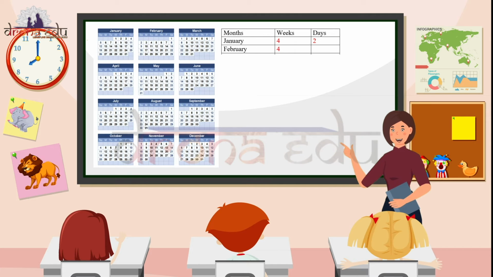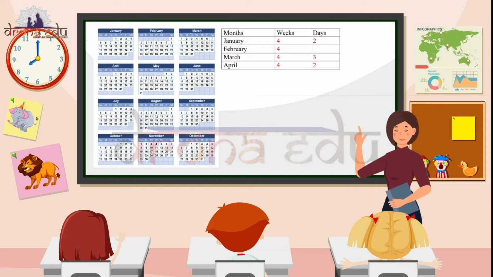February is having 4 weeks. March is having 4 weeks 3 days. And then April is having 4 weeks 2 days. And in 1 week there will be 7 days. So 4 into 7 we need to do, with that extra 2.